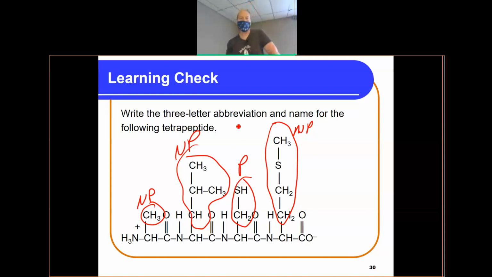All right, and so it could also ask what kind of peptide is this? Well, it's a tetrapeptide because there are 4 amino acids, and it has 3 peptide bonds, or amide bonds. The amide bond there, there, and there. 3 amide bonds.